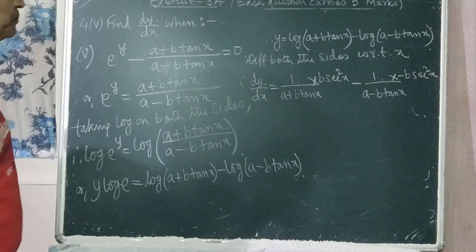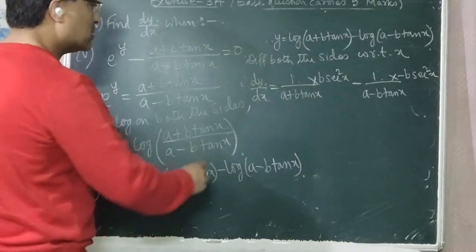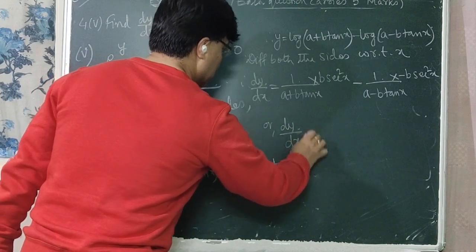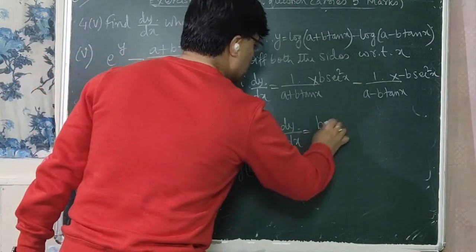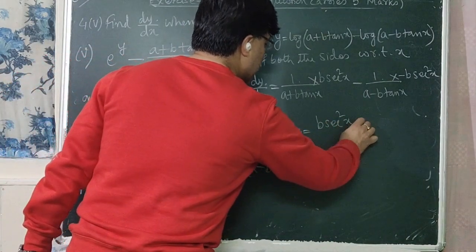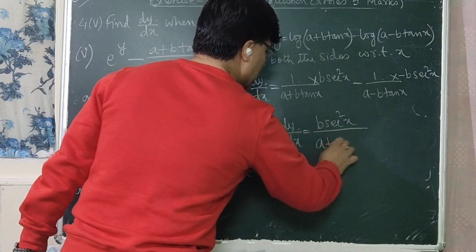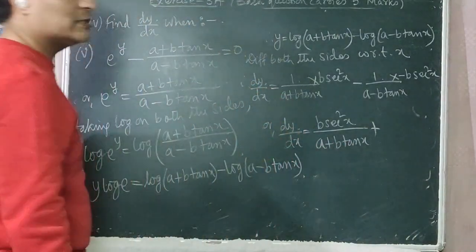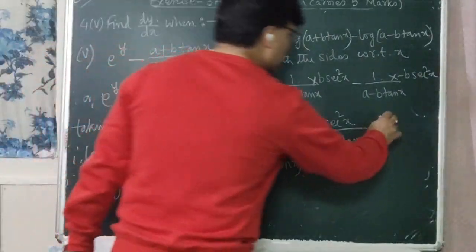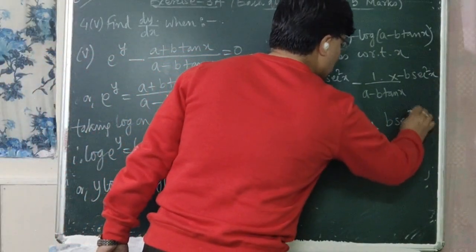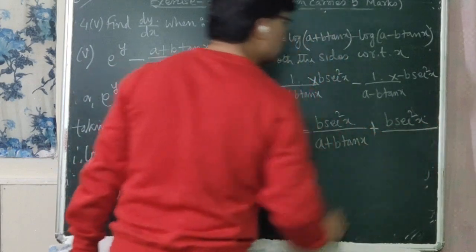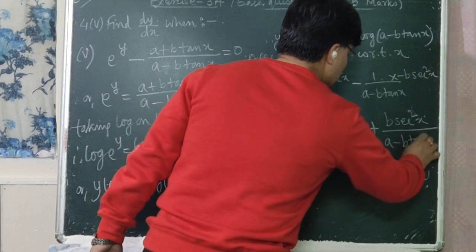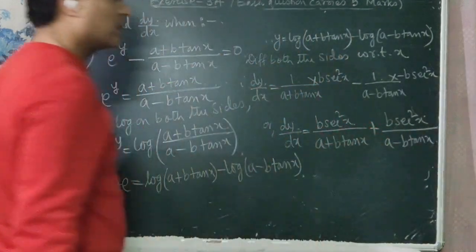Is that clear? Now let's simplify it. Or dy by dx is equal to b sec square x divided by (a plus b tan x), then minus into minus is plus, that is b sec square x divided by, in the denominator, what do we write? a minus b tan x. Is that clear now?